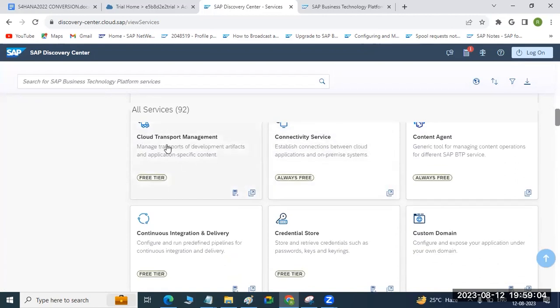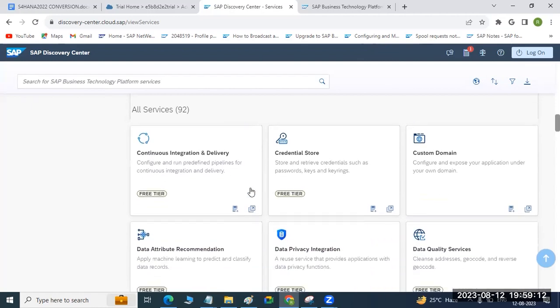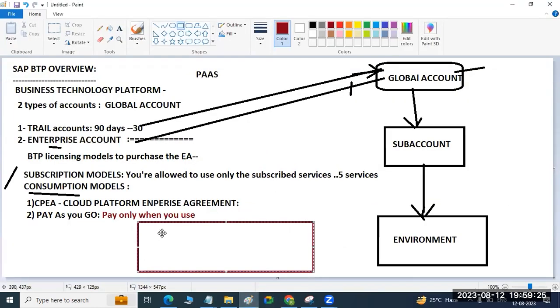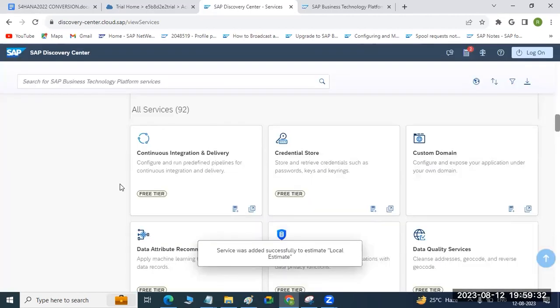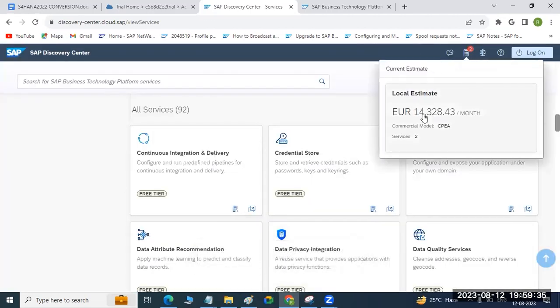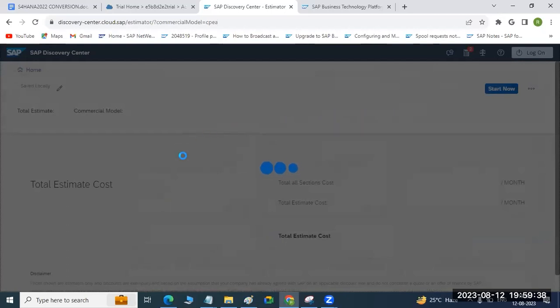CTMS is free, up to 5 GB each transport, that is fine. More than that, you need to pay some amount to SAP. Then custom domain. Instead of using the SAP domains like ondemand.cloud.com, you want to deploy your company domains like mycompany.com, pure.mycompany.com, the custom domains. So you can go ahead and subscribe to these custom domains also, and calculate how much amount you have to pay for this custom domain. So you can use this one, right?